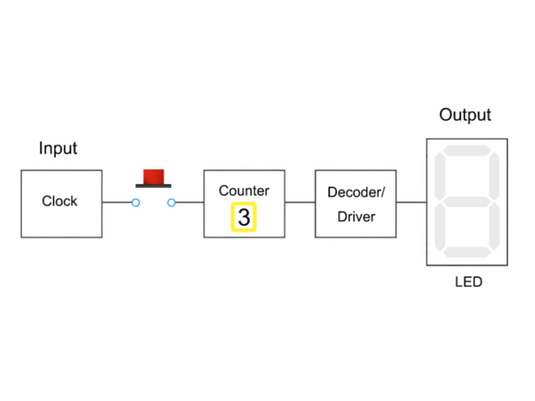With this button push, it has stopped at 3. The binary output from the counter representing the number 3 is translated by the decoder into a 7-segment code, and the LED display driver lights the appropriate segments of the LED display.